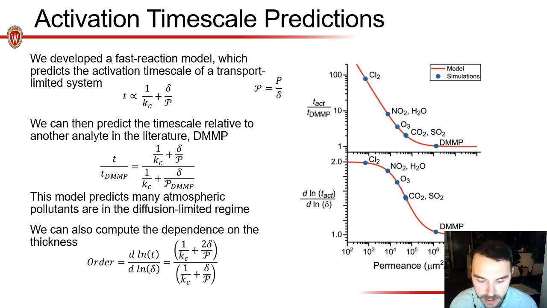Additionally, in order to suggest more design possibilities, we computed the dependence on the thickness by doing a rate order analysis similar to what is done in catalysis and kinetics. We can then plot the log of the time versus the log of delta, and what we find is that for analytes like chlorine, we see a quadratic dependence. However, for DMMP, we show a very linear dependence of the activation time on the thickness. So this means that for analytes such as chlorine and NO2, we can suggest changing the thickness and having a very large effect on the actual activation time, whereas changing the thickness will not have nearly as large an effect on the activation time for DMMP.